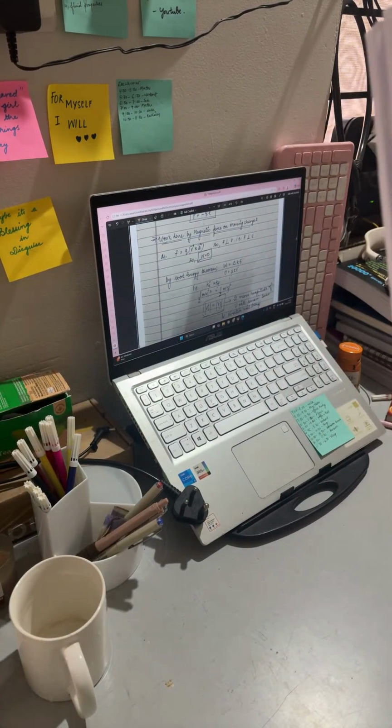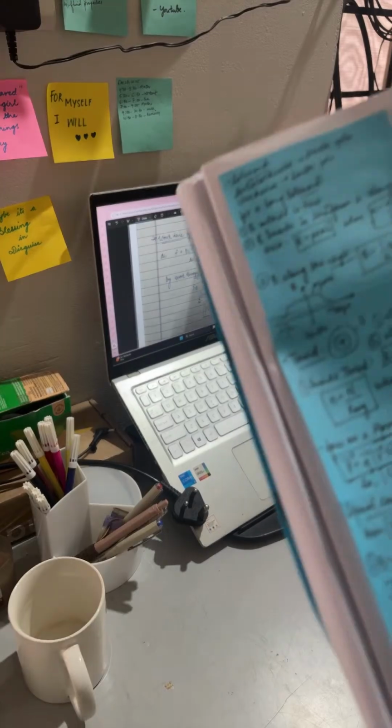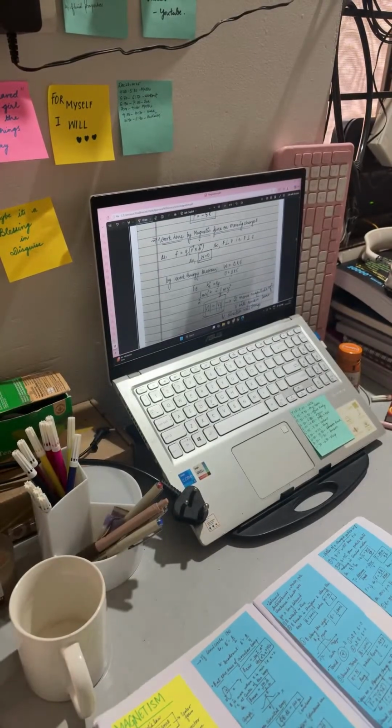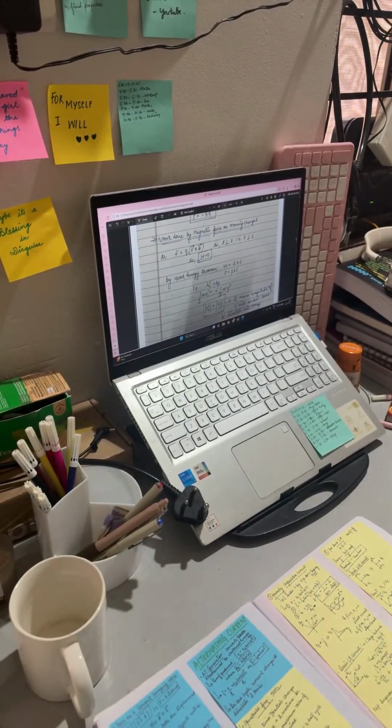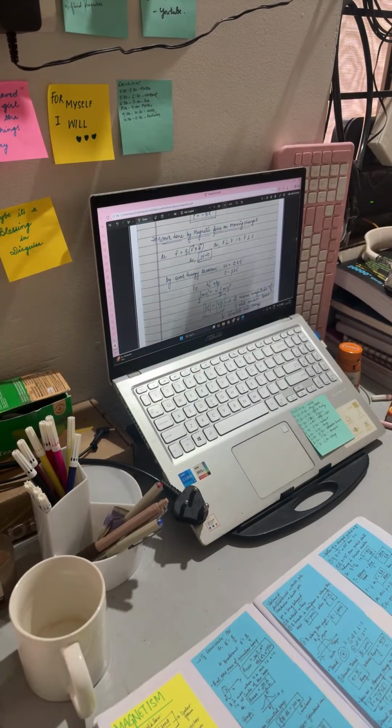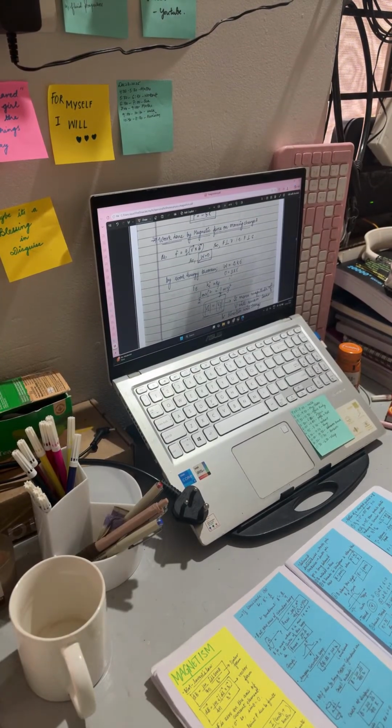Today we are going to do work done and the rest of the topics from work done, and I hope we can finish at least the magnetism revision today. Only a few things are left, not much.